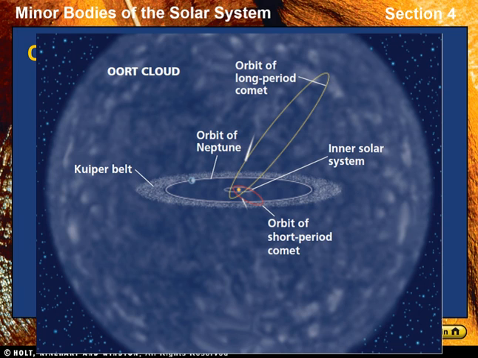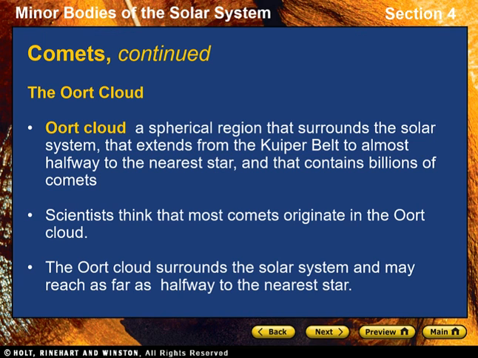The Oort Cloud. Astronomers think that most comets originate in the Oort Cloud, which is illustrated on the screen here. The Oort Cloud is a spherical cloud of dust and ice that lies far beyond Pluto's orbit and that contains the nuclei of billions of comets. The total mass of the Oort Cloud is estimated to be between 10 and 40 Earth masses. The Oort Cloud surrounds the solar system and may reach as far as halfway to the nearest star.